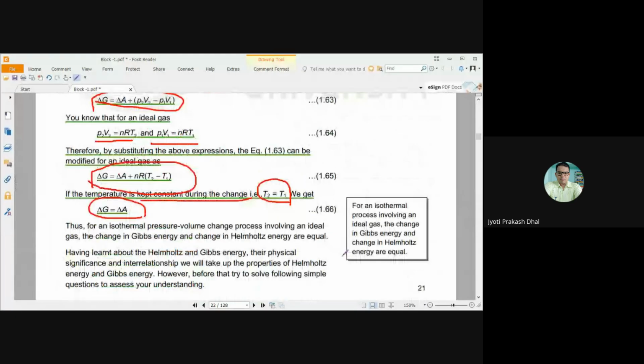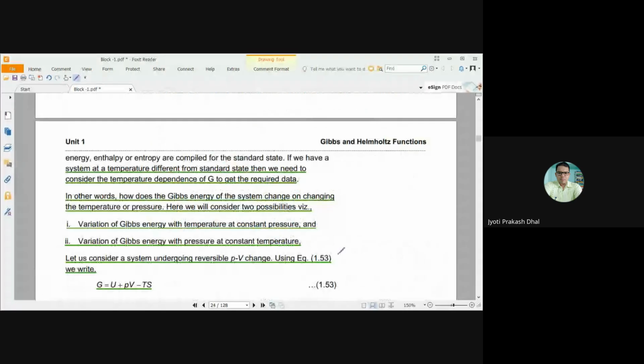So here we can put the values. If the system is at a temperature different from the standard state, then we need to consider the temperature dependence of G to get the required data. In other words, how does the Gibbs energy of a system change on changing the temperature or pressure?